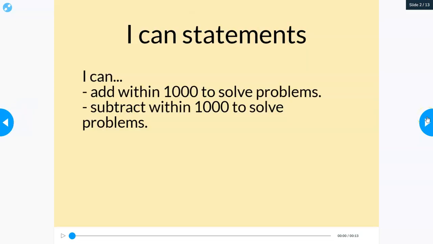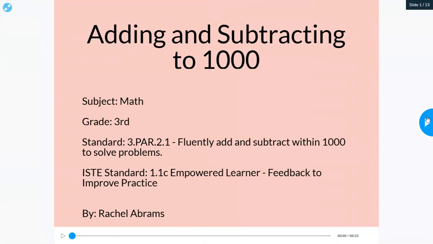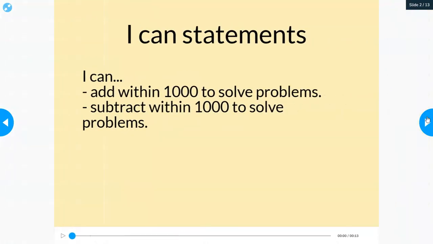The standards are laid out in the I can statements, which are I can add within 1000 to solve problems, and I can subtract within 1000 to solve problems. This lesson is teacher-led since everything is already laid out for the students and they are told exactly what to do.